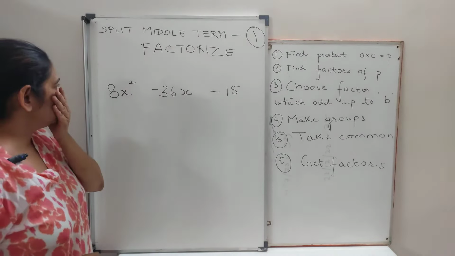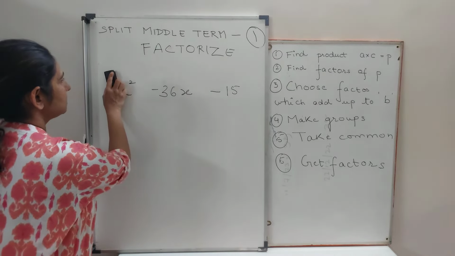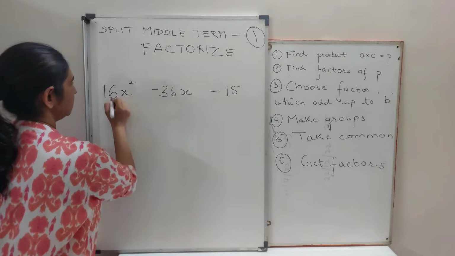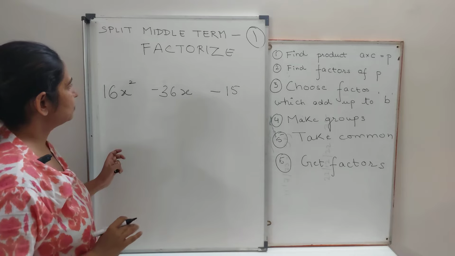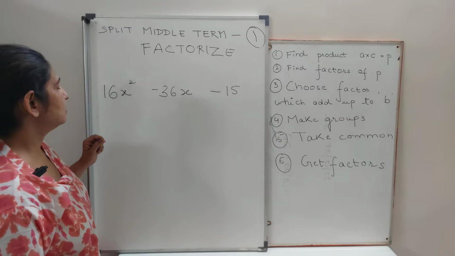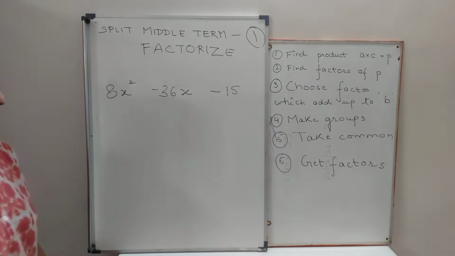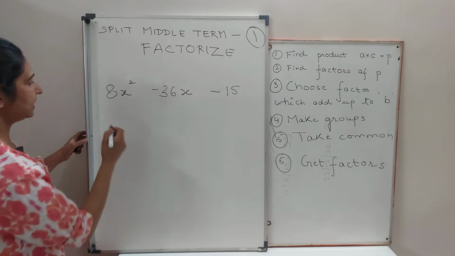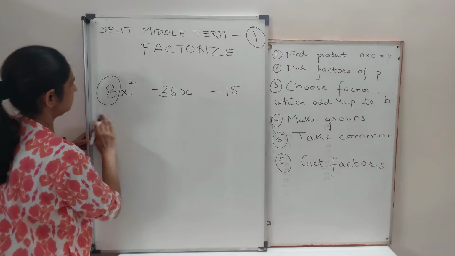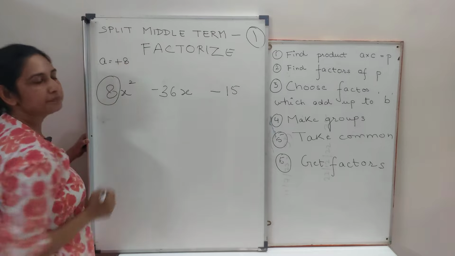Okay, maybe I'll make it 16. One minute, let me just verify. 240. Okay, or let it be 8 only. Now let's write clearly what is A. Remember this was A, so A is, let's write it here, A is plus 8.